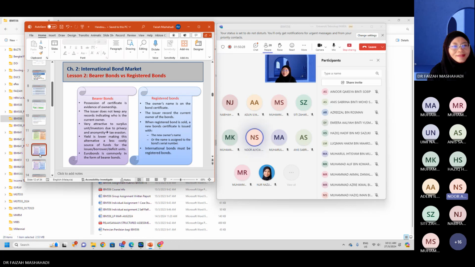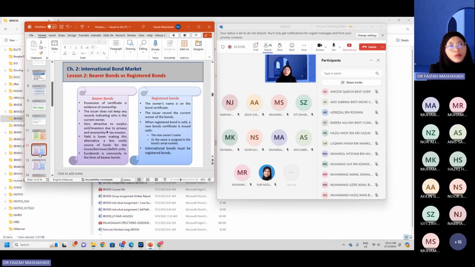Eurobond is bearer bond. And international bond is registered bond. Yes, international bond is registered bond. Foreign bond is registered bond. Euro bond is bearer bond. Just now in the illustration, I mentioned Proton, when this company issues its bond in the Singapore bond market, Proton must observe all the rules and regulations issued by the Singapore Security Commission.